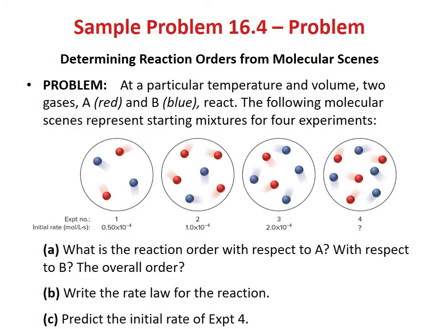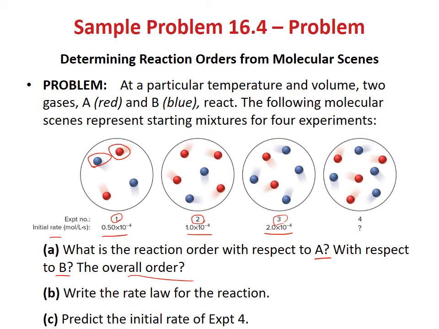Sample problem 16.4. At a particular temperature and volume, two gases, A, which is red, and B, which is blue, react. The following molecular scenes represent the starting mixtures for four experiments. Experiment 1, the initial rate is given here. Experiment 2, the reaction rate is also given here, and the 3, reaction rate. And the question is, what is the reaction order with respect to A and B and the overall reaction order?